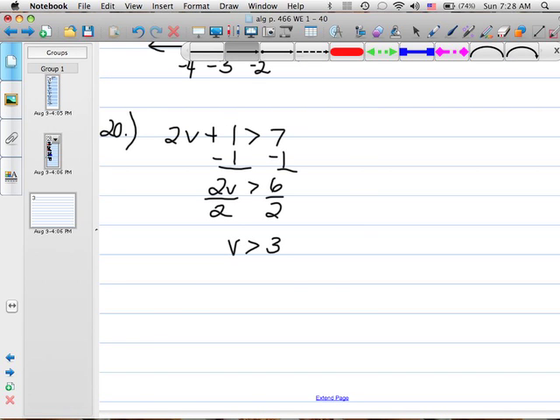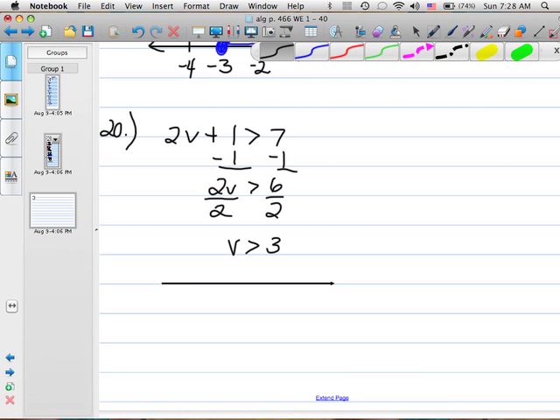Graphing it. Indicate 3, the first number to the left is 2, and then to the right 4. And we have an open circle at 3. It just says greater than, shaded to the right, and a solid arrow at the end.